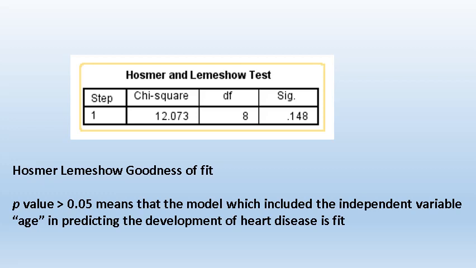Now we can look at the Hosmer and Lemeshow goodness-of-fit test. Here we need to look for the significance value. One thing please remember: if the significance value or p-value is more than 0.05, the model is good. A p-value of more than 0.05 means that the model which included the independent variable age in predicting the development of heart disease is fit. It's a goodness-of-fit test.